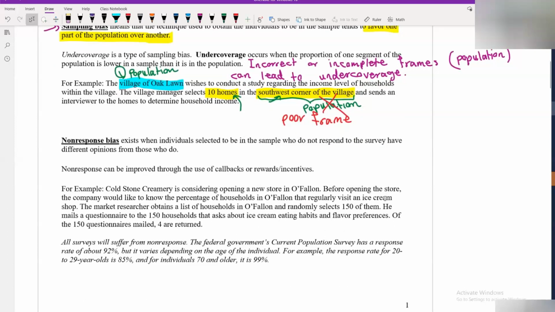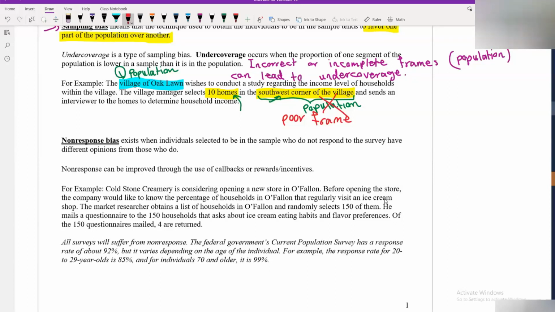Non-response bias exists when individuals selected to be in the sample who do not respond to the survey have different opinions from those who do. So we may have a survey, asking, for example, 10 people to answer those questions, but out of 10, let's say that I had 7 responses and 3 didn't respond. So that is non-response bias. We cannot have conclusion based on 7 because 3 are missing.